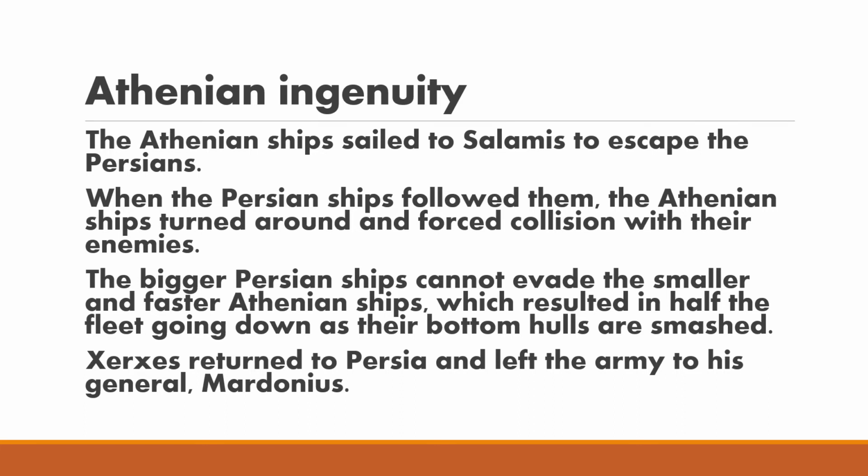This battle highlighted Athenian ingenuity in war tactics. The Athenian ships sailed to Salamis to escape the Persians. When the Persian ships followed them, the Athenian ships turned around and forced collision with their enemies. The bigger Persian ships could not evade the smaller and faster Athenian ships, which resulted in half the fleet going down as their bottom hulls were smashed. Xerxes returned to Persia and left the army to his general Mardonius.